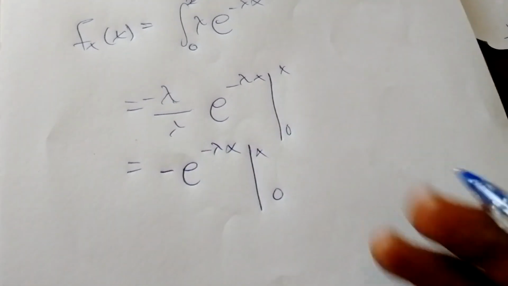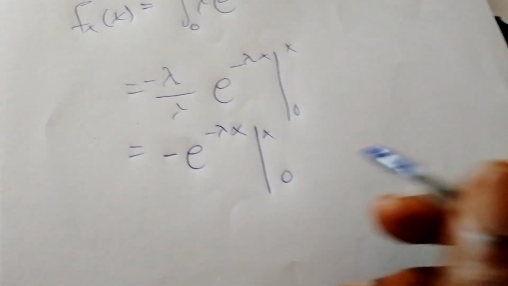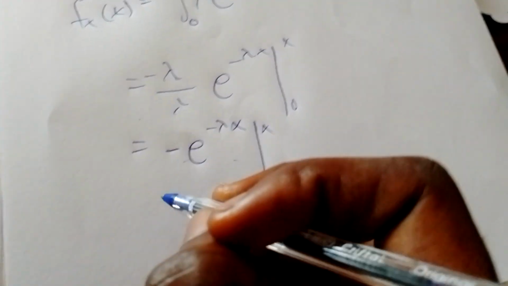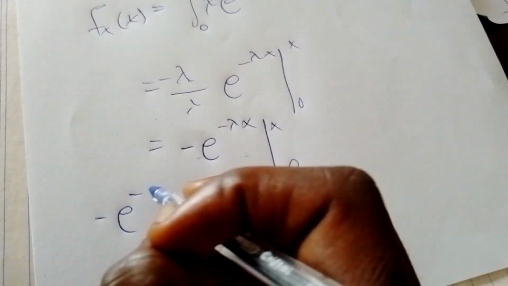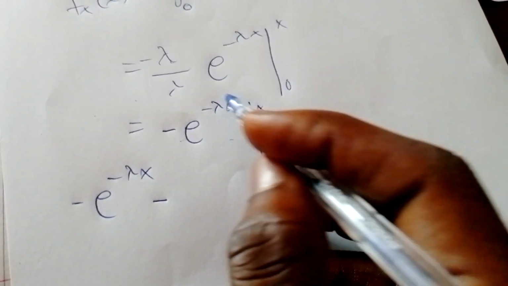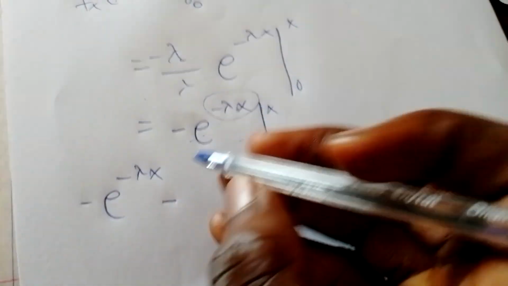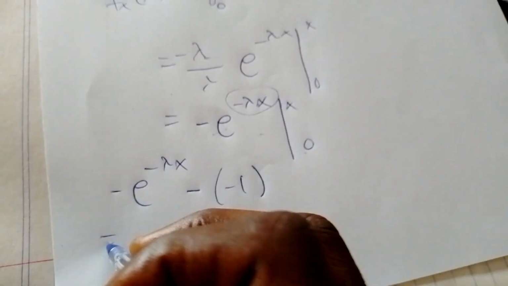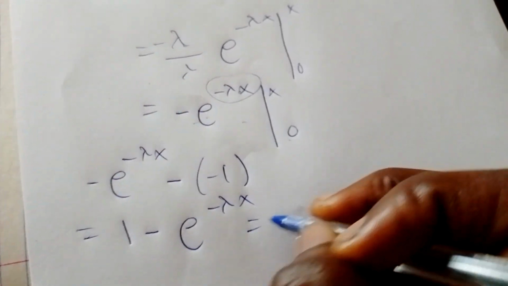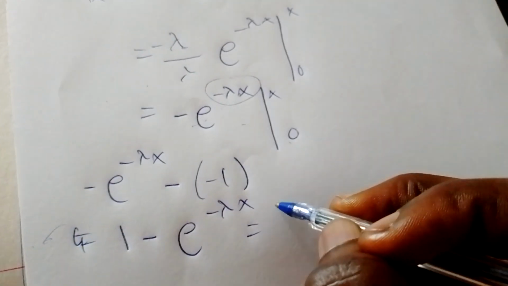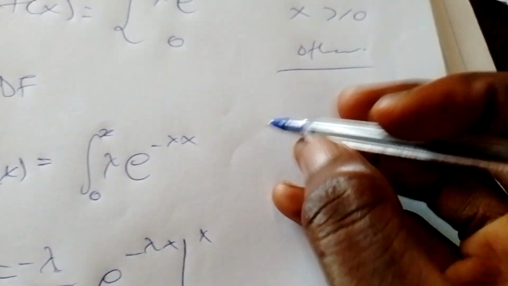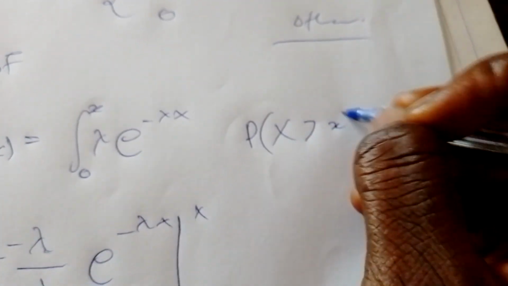Now you can further simplify this. You put x inside and you put 0 inside and do the subtraction. If you put x inside, it's still e power negative lambda x. When you put 0 inside, e power 0 is basically 1, so you have negative 1. That means you end up with 1 minus e power negative lambda x, which will become your F of x.